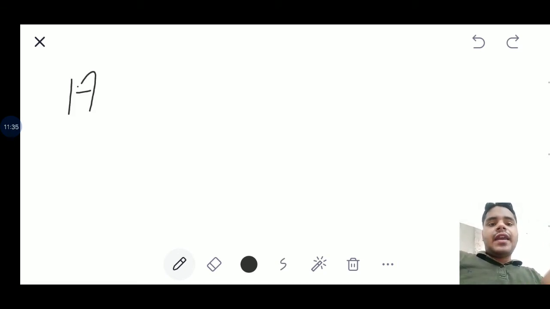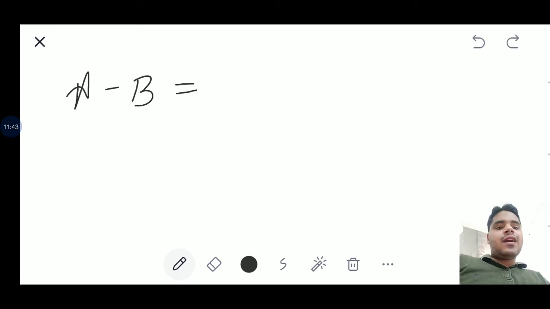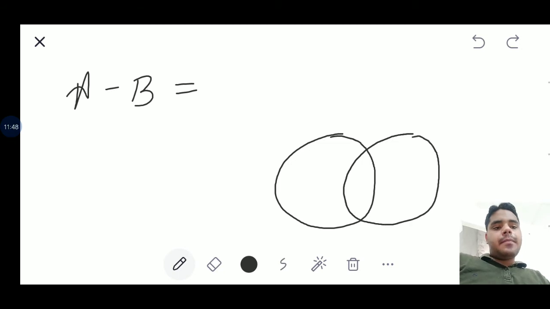I want to find A minus B. So what would be the answer? Let us take set A and set B. There are some elements common between them. If I am going to write the set A minus B, then I will write the elements of set A only, which are left after removing the elements of set B. So which region would I shade? I will shade the region of this only.